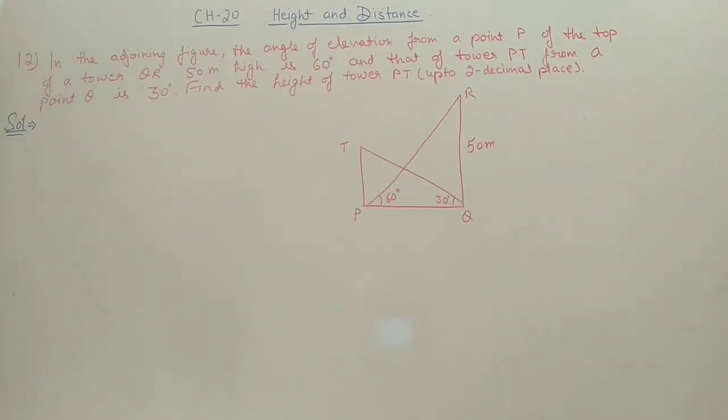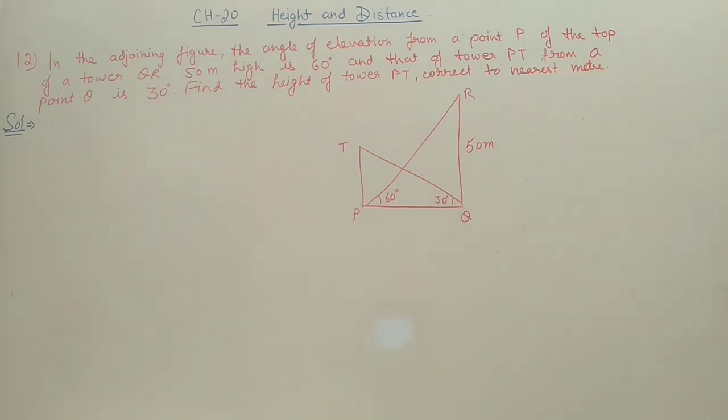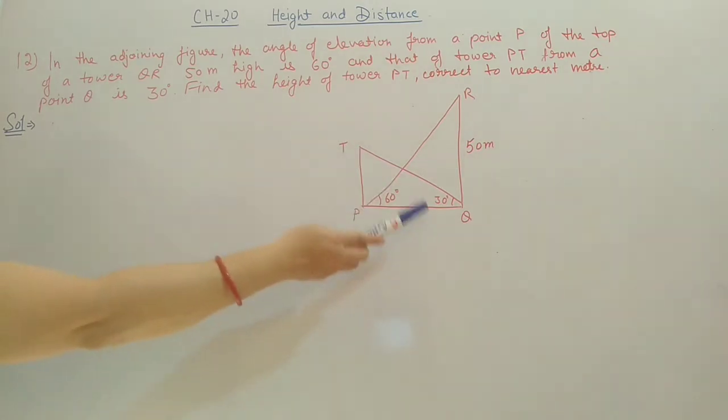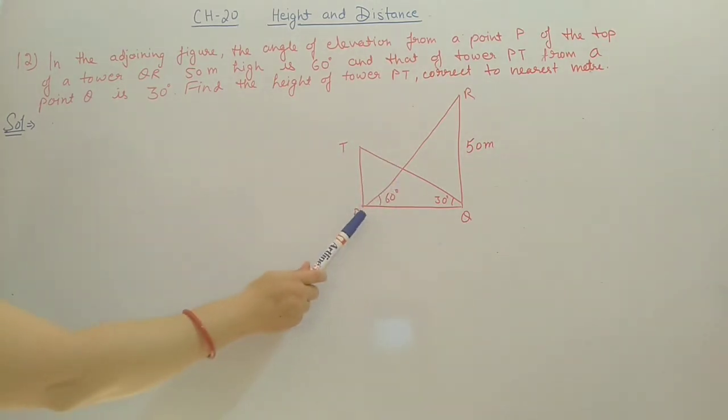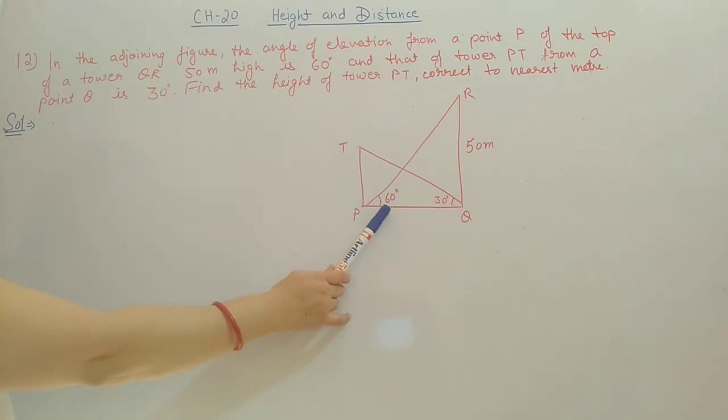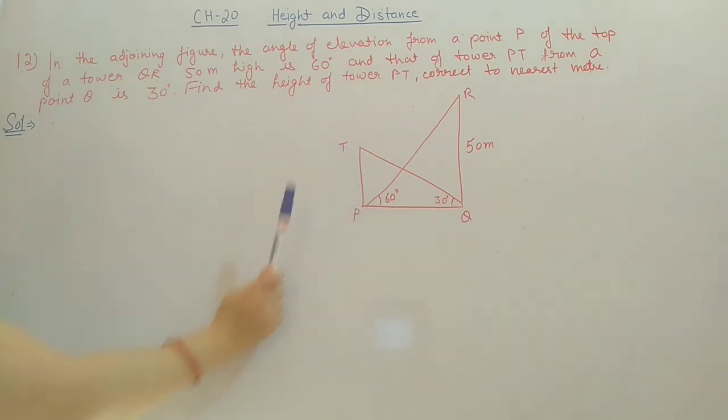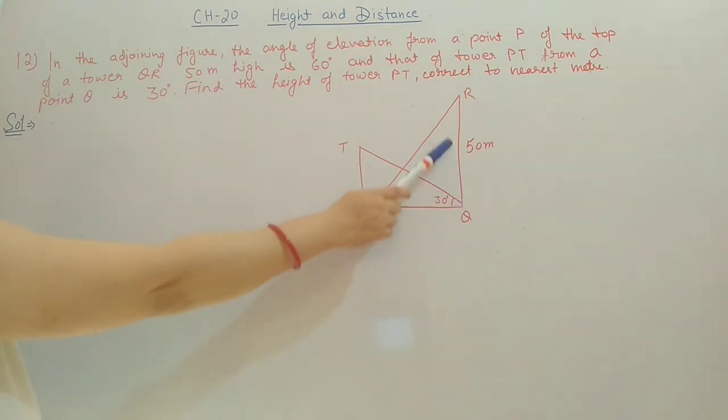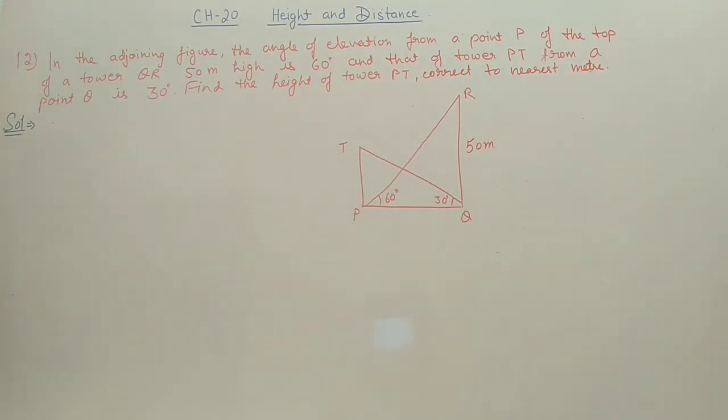Question number 12. In the adjoining figure, the angle of elevation from a point P of the top of a tower QR 50 meter high is 60 degree and that of tower PT from a point Q is 30 degree. Find the height of tower PT correct to nearest meter. So according to this question, PT and QR, two towers are there. The angle of elevation for this QR is 60 degree and the angle of elevation for this another tower PT is 30 degree. QR height is given 50 meter and we have to find out the height for this PT.